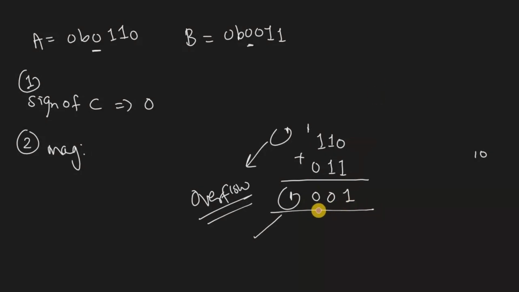So in this case, your final answer that you're going to report is 0 0 1. So the magnitude is 0 0 1, and along with the sign, this is going to be your final answer.